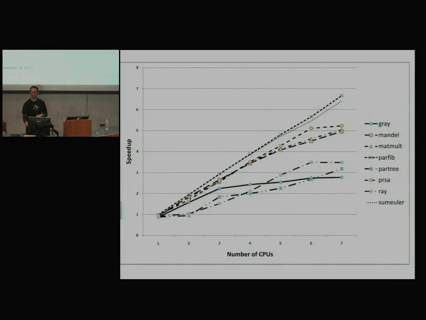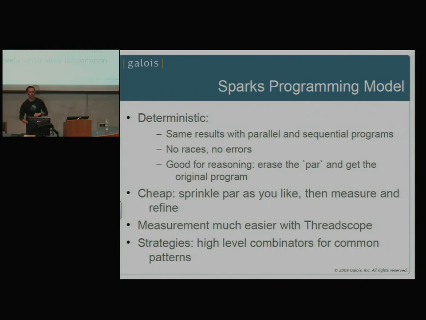So the programming model is deterministic. It doesn't matter whether you're running on one core or thousands; you will get the same result. You get the same result with par as without. This is really important, and good for reasoning, because your reasoning about the code doesn't get any more complicated by adding par. You can just erase the par and do whatever thinking you need to do about the code, add the pars back in, and you have the same program. The cheap requires measurement, though, so you have to sort of guess at how expensive a computation is.